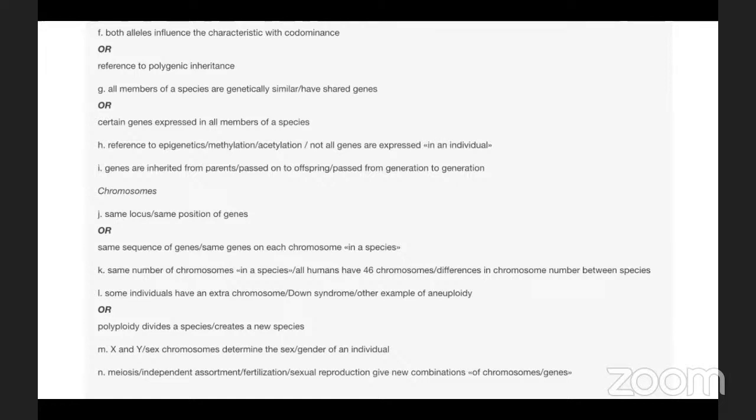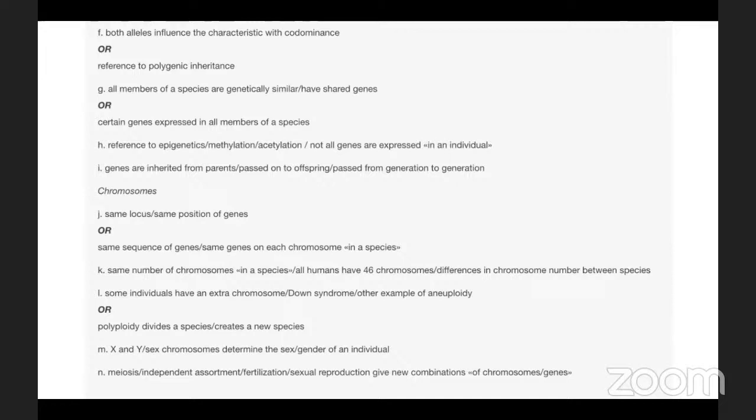So next, kita cerita. All members of a species are genetically similar. They have shared genes. Genes mereka sama. Tapi the expression of genes yang berbeza. Point number H. So kenapa benda tu boleh berbeza? So kita buat je any reference to epigenetics, methylation, acetylation. Not all genes are expressed in an individual. So tak perlu explain in detail macam mana methylation, macam mana acetylation. Mention sahaja and you'll get 1 mark. Kalau explain in detail, masih 1 mark.